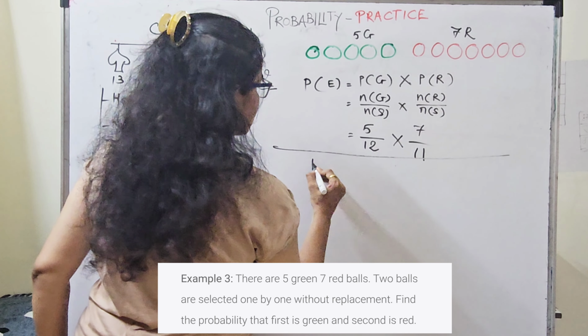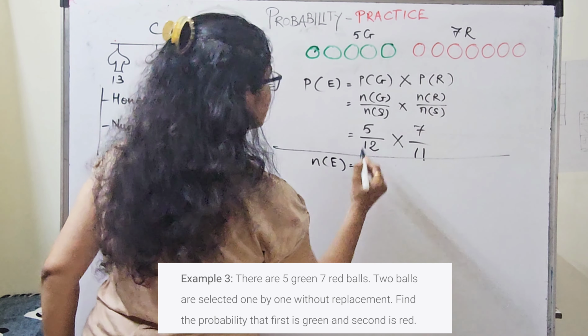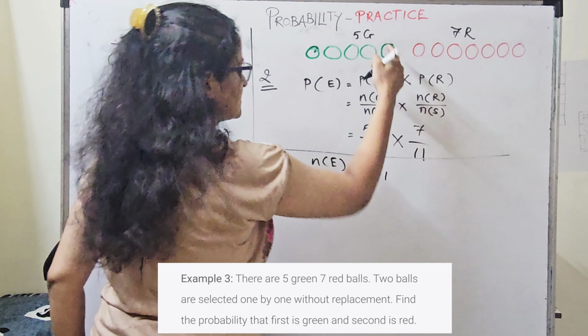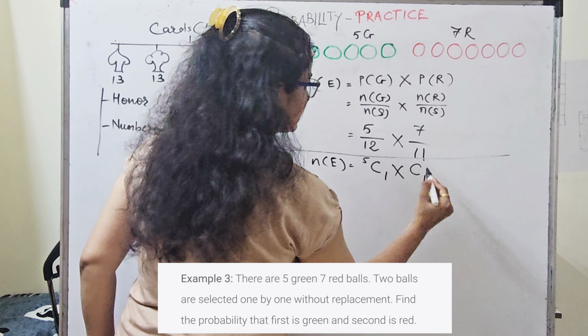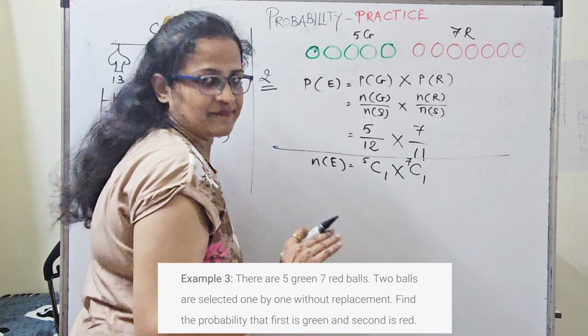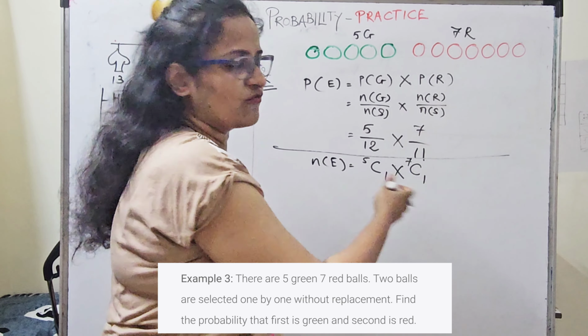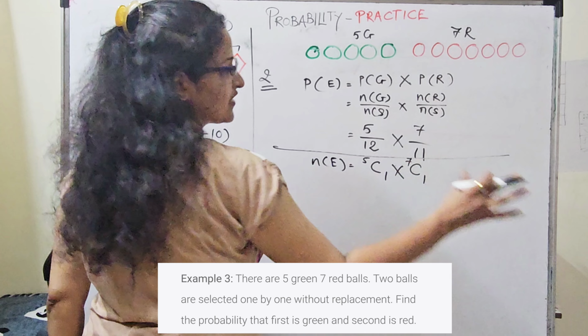Okay, so what is that? N of E. N of E is nothing but what? You have to select one ball from these 5 balls, and one ball from these 7 balls. Is it correct? So that is going to give you n total number of possibilities. Yes, these are the favorable outcomes.